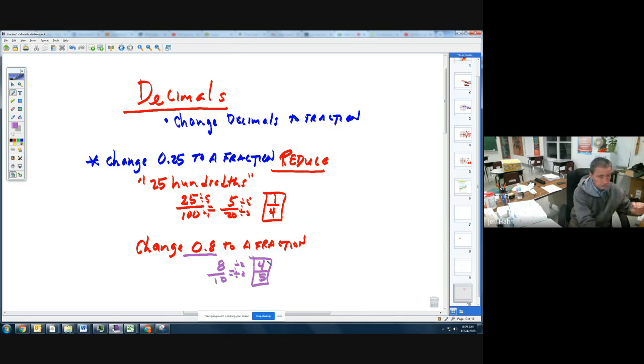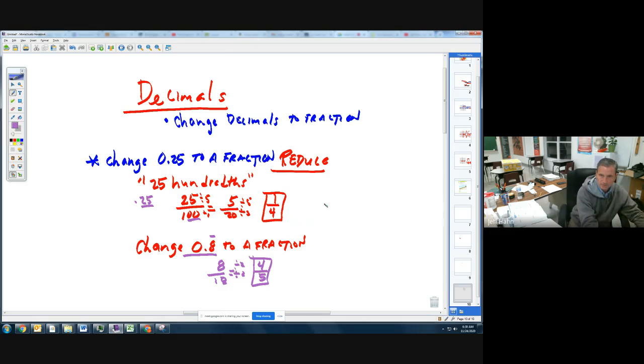One thing that you'll see on this, maybe you can already see the pattern, is that however many digits come after the decimal is how many zeros you put after the 1 when you put it in fraction form. So for example, 25 hundredths is 0.25. It had 2 digits after the decimal. It has 2 zeros. 0.8, 1 digit after the decimal, 1 zero.